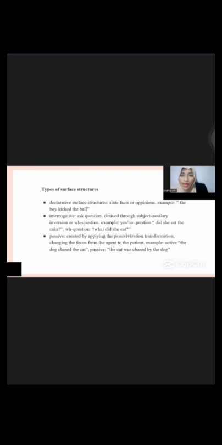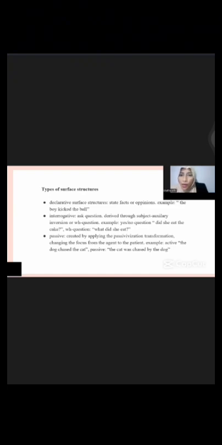So here are the types of surface structures. There are three of them. First, declarative surface structures. State facts or opinions. For example, the boy kicked the ball. Second, interrogative. Ask questions. Derived through subject-auxiliary inversion or WH movement. For example, yes or no question: did she eat the cake?